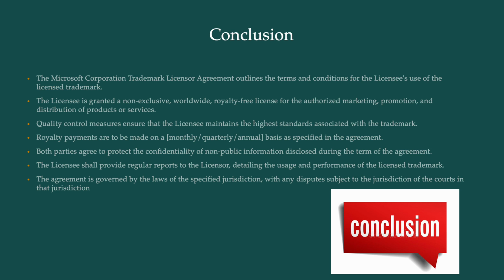The agreement should cover essential elements such as grant of license, permitted use, term, geographical area, quality control, royalty payments, intellectual property rights, confidentiality, reporting requirements, and governing law. By understanding and implementing these key elements, businesses can forge successful licensing partnerships, expand their brand reach, and generate additional revenue streams. As the world of intellectual property continues to evolve, it is crucial to stay informed and ensure that licensing agreements reflect the ever-changing landscape.